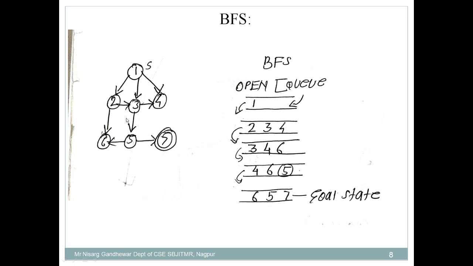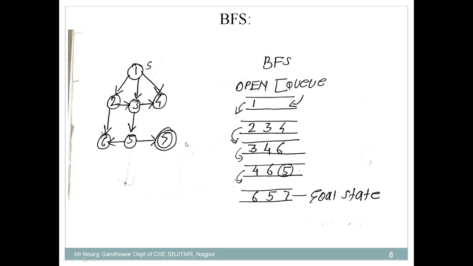But before this we need to check whether 2 is a goal state. No, 2 is not a goal state. So the next thing is I need to consider the successors. What are the successors of this 2? 3 is already present in the list, but next is 6, so I have inserted 6 into that queue.